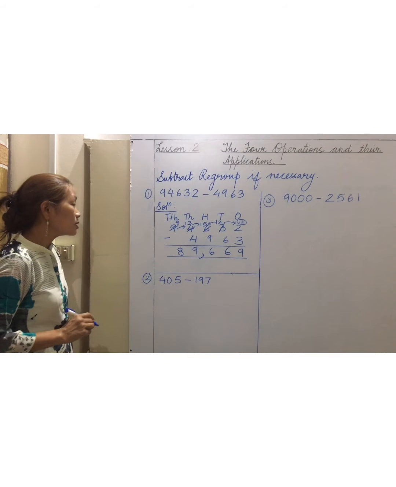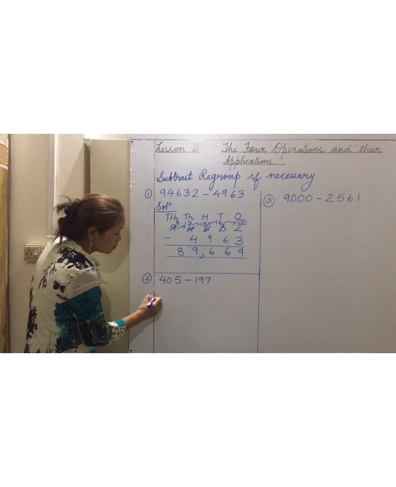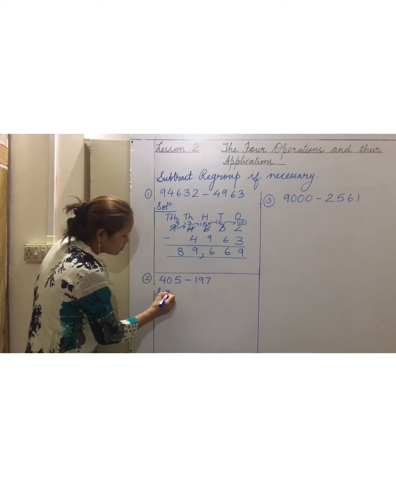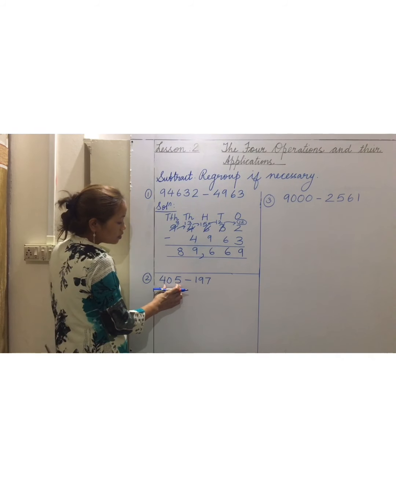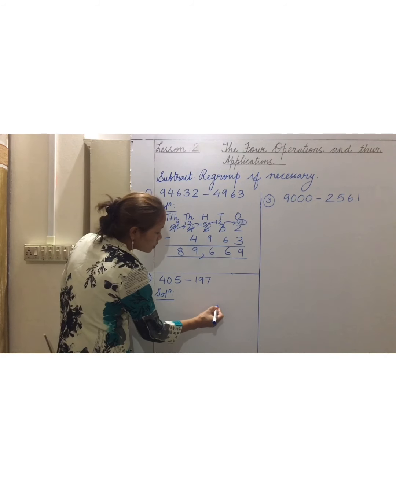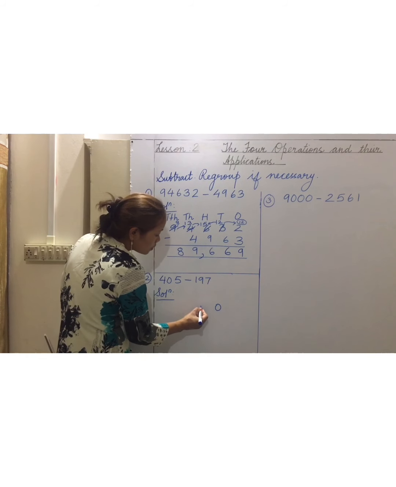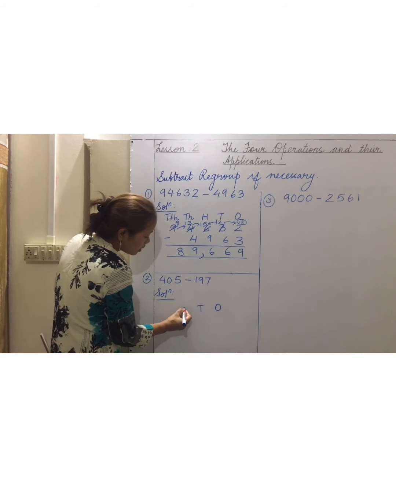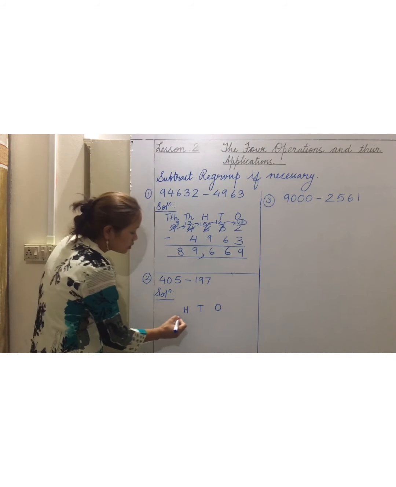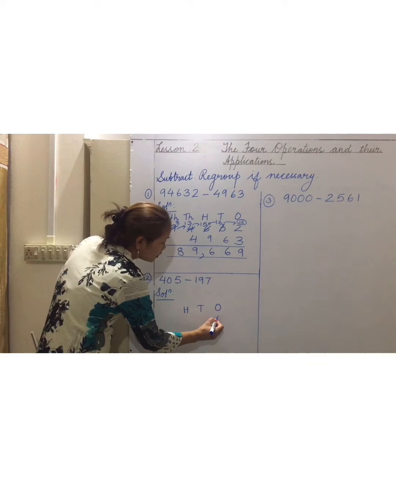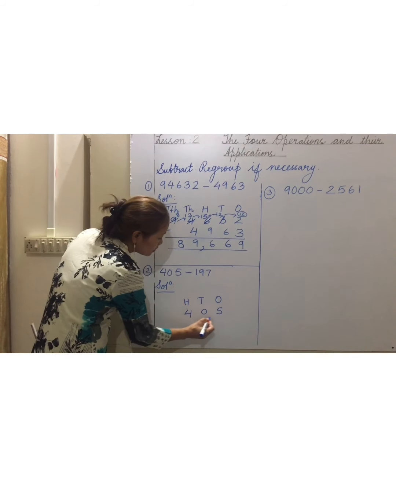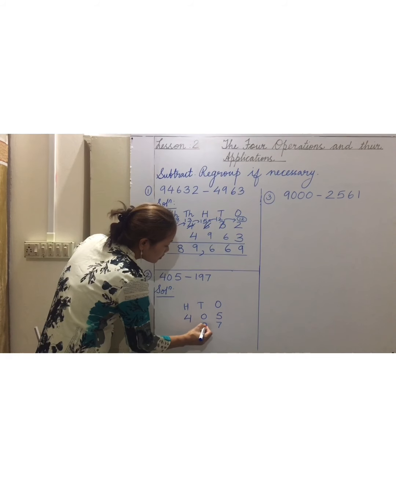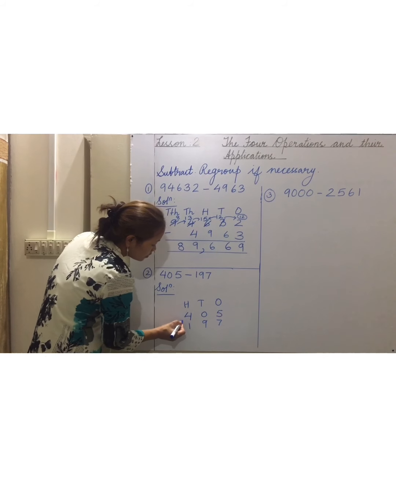Next example. 3 digits, 3 digits. We need to write ones, tens, hundreds, only up to hundreds, right? So this is 504. Then 791. We need to subtract.